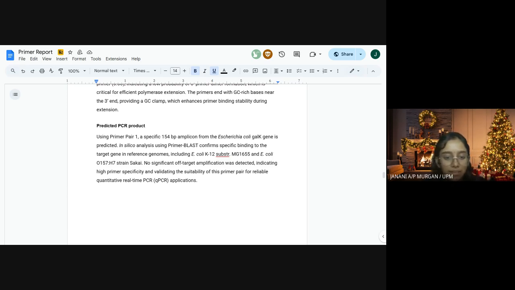O157:H7 Sakai. No significant off-target amplification was detected, indicating high primer specificity and validating the suitability of this primer pair for reliable quantitative real-time PCR, qPCR applications. That's all from me. Thank you.